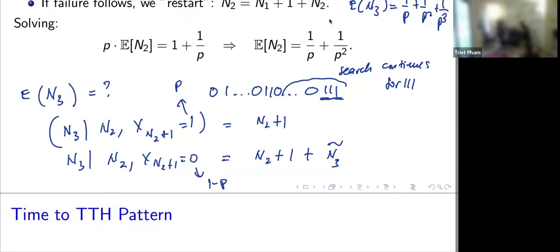But let's see. How do we track or find the expectation of the time to a telltale head pattern? Let X be the first time to telltale head, in our notation 0, 0, 1. What do you think? How would we find the expectation of X?